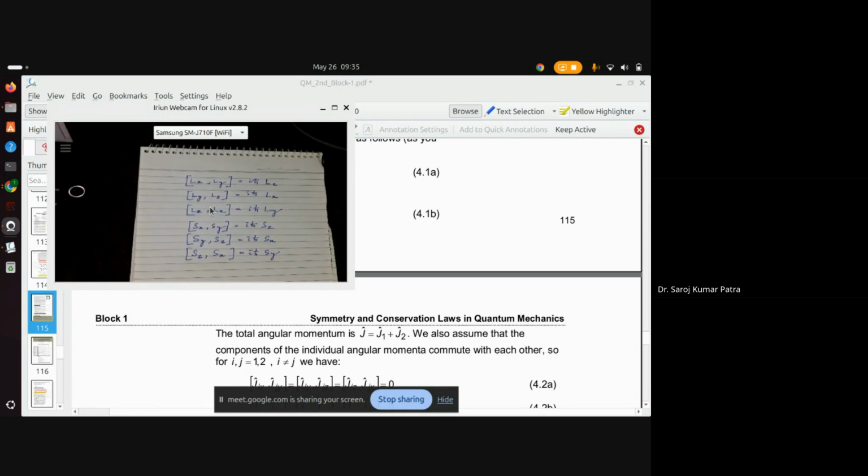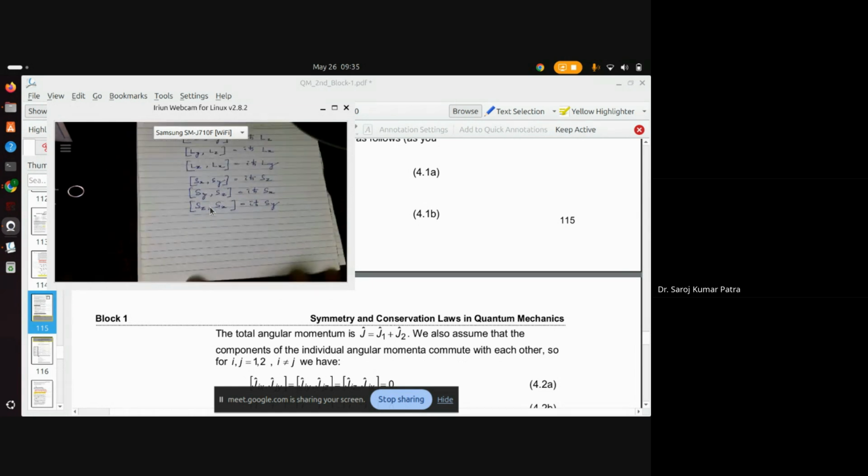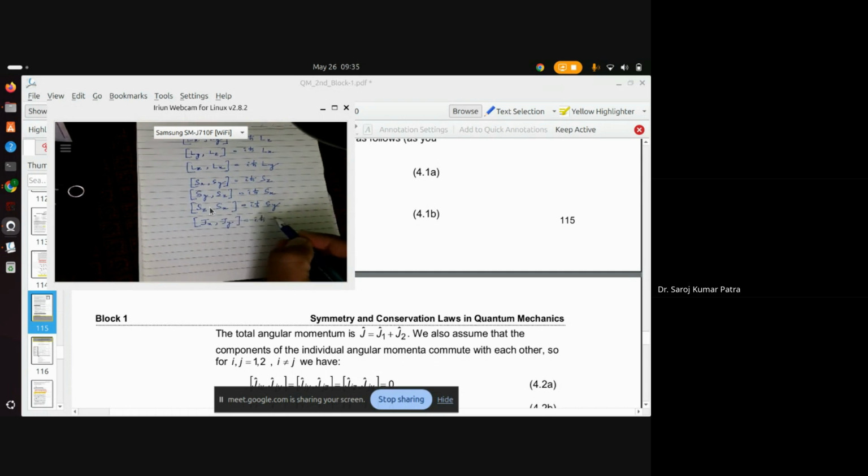And if we take the J component as well, the total angular momentum, we'll also write similarly: Jx Jy will be equal to i h cross Jz, Jy Jz is equal to i h cross Jx, and Jz Jx will be equal to i h cross Jy.